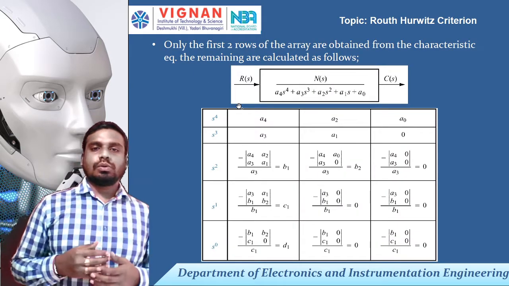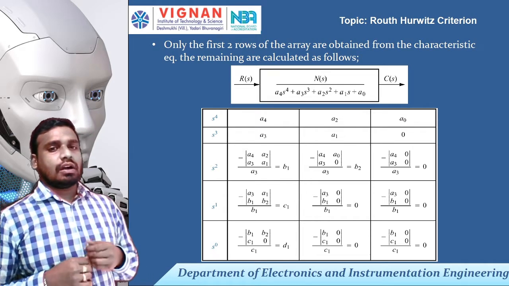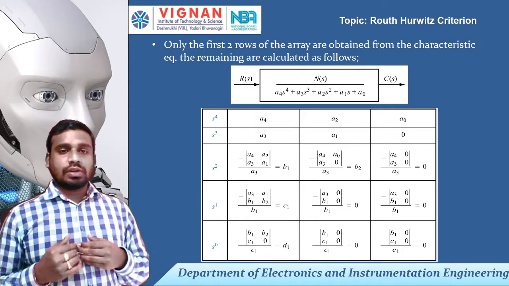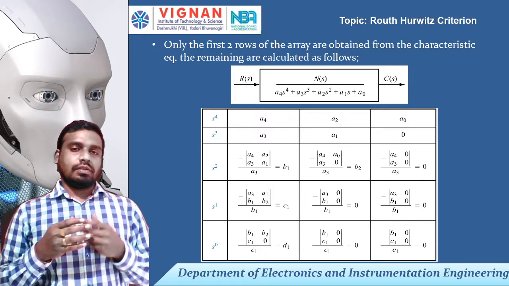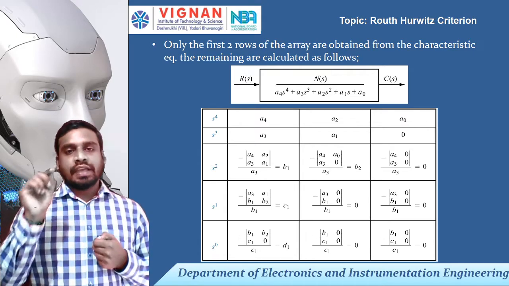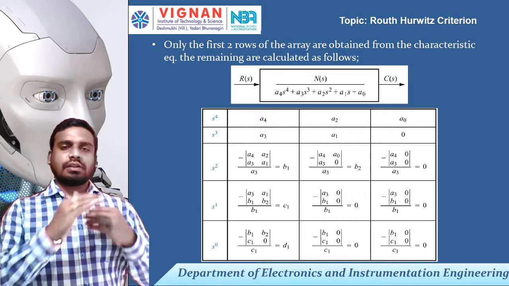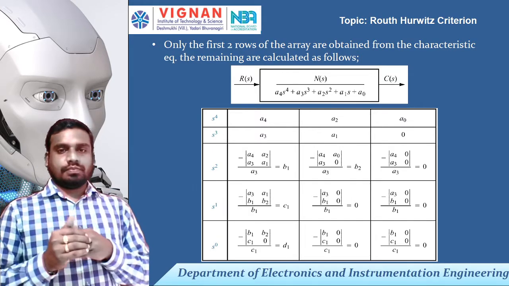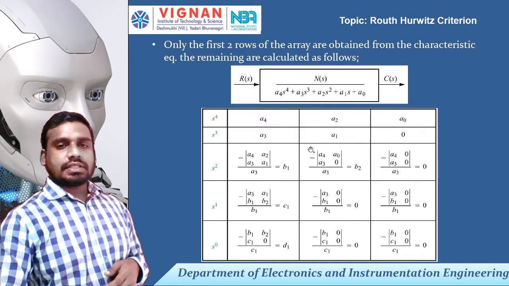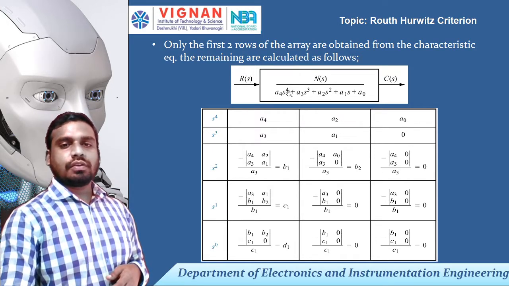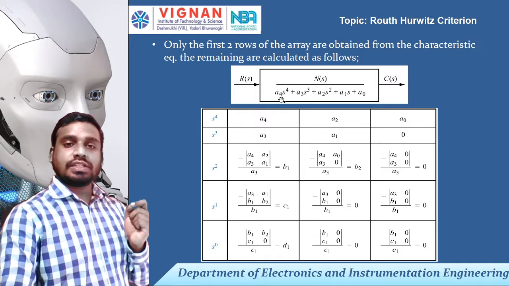Okay, so let us consider this transfer function here. A simple transfer function of order 4. Like I told, when you have an order of 4, you'll get 5 rows. If you have order n, you'll get n plus 1 rows. You can blindly remember order plus 1. That many rows you'll get. So initially this is the transfer function. A4 is the maximum coefficient, the coefficient of s to the 4.